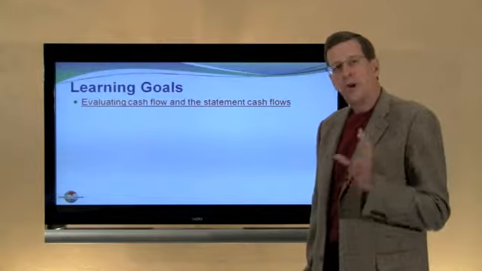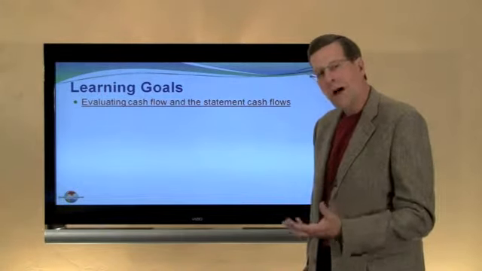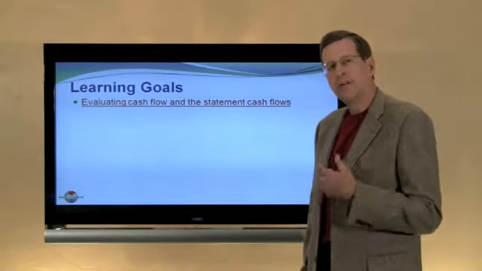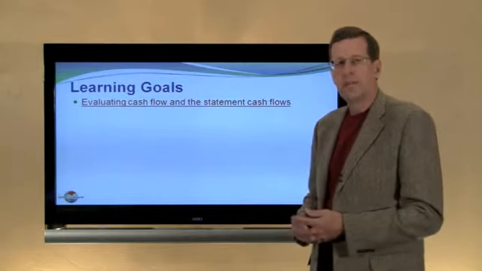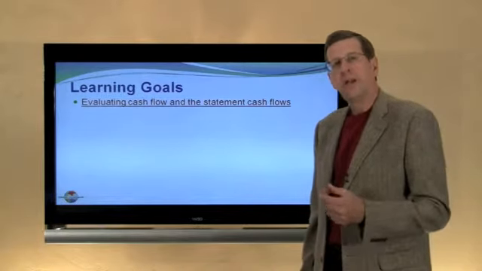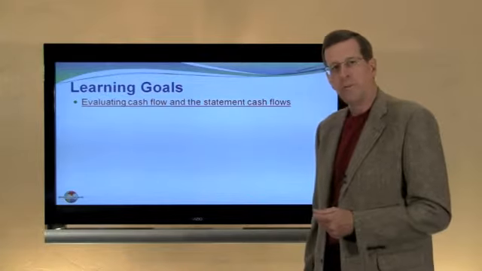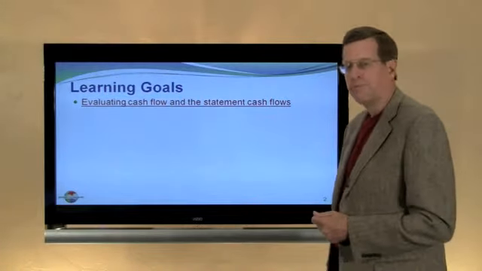In this module, we're going to think about evaluating cash flows, why there's a need for a statement of cash flows, and some of the basic structure to the statement of cash flows. Subsequent modules will go into the details of preparing and presenting both the direct and indirect approach, as well as a worksheet for preparing a statement of cash flows.